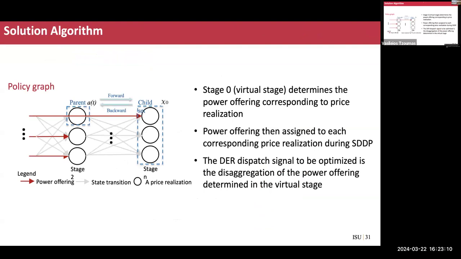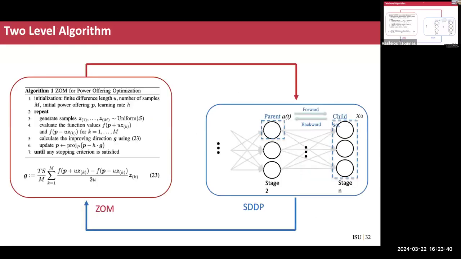So like we mentioned, the way we solve this problem is really in stage 0, the virtual stage, we determine the power offering corresponding to different price realizations. We maximize that revenue. We pass those power offerings to different price nodes. And for this problem, we solve this DER dispatch problem to minimize the operation cost. And we iterate to minimize the difference between the revenue and also the cost. So this is the iteration process we have.